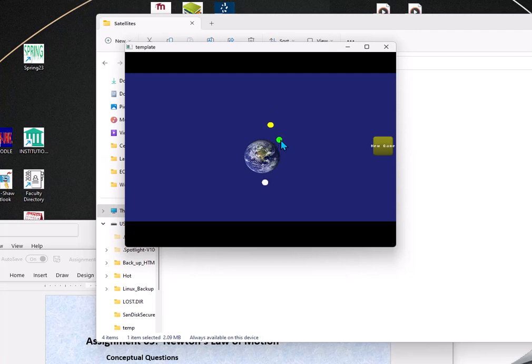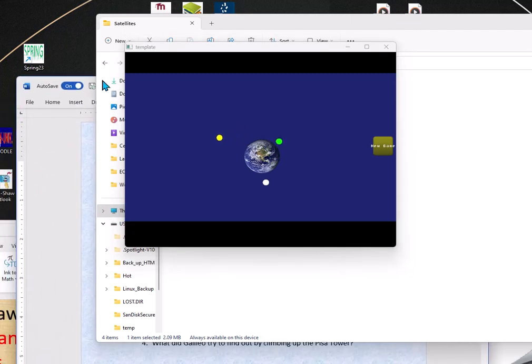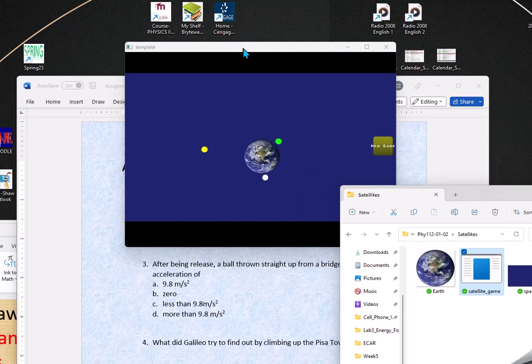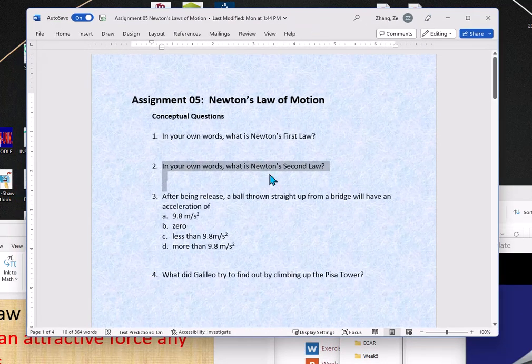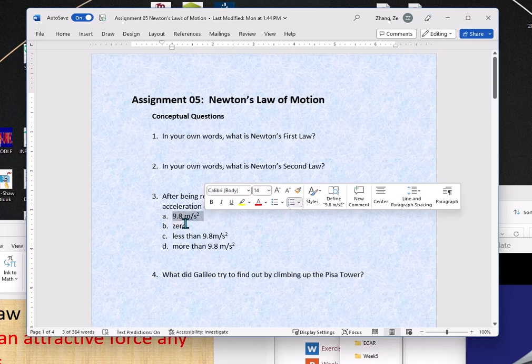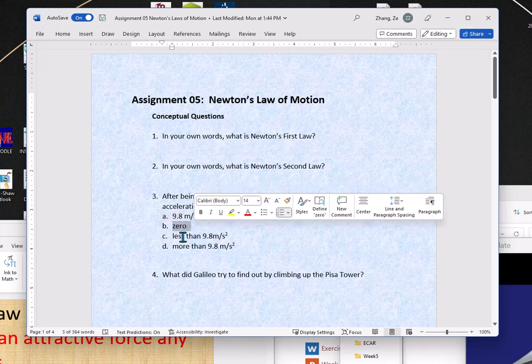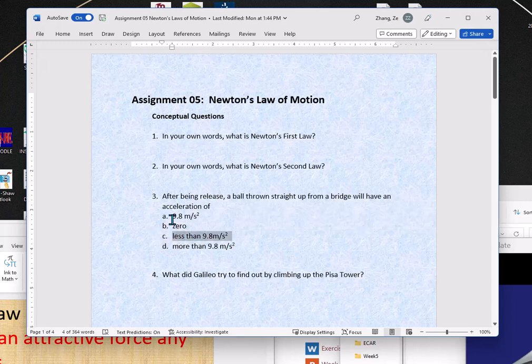When the ball is close to the Earth, that has the acceleration. Whether it goes outward or inward, its acceleration is the same. So that acceleration is 9.8 meters per second squared. So if you think about this question: after being released, a ball thrown straight upward from the bridge will have an acceleration of this. In the air, it has acceleration, which means its velocity is constantly changing. So which one? The answer is this.